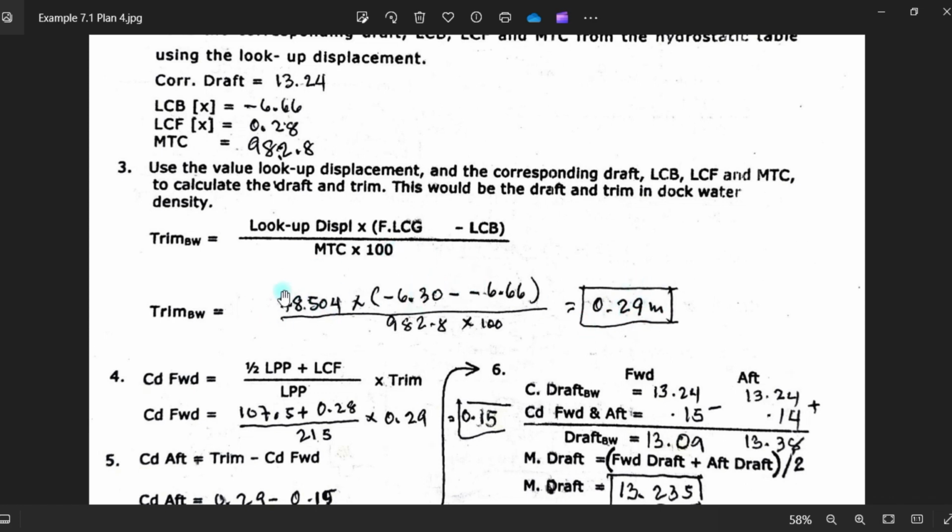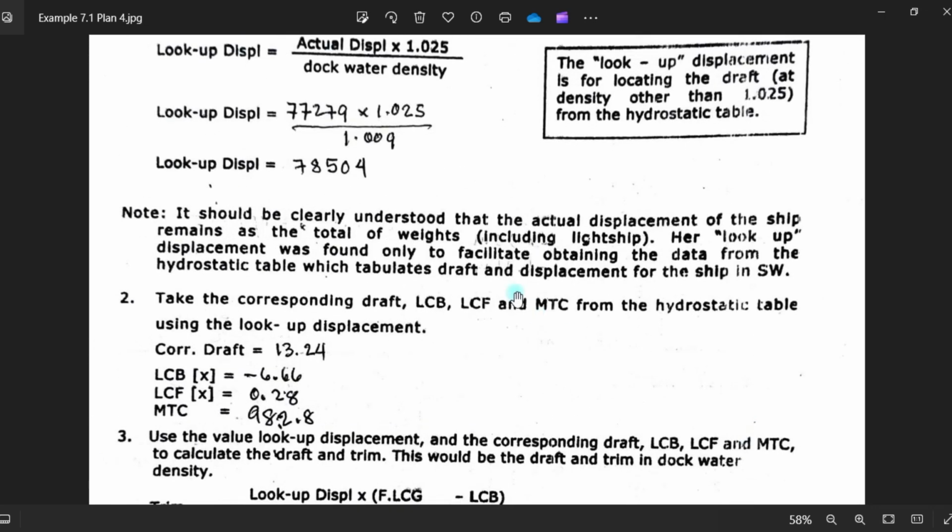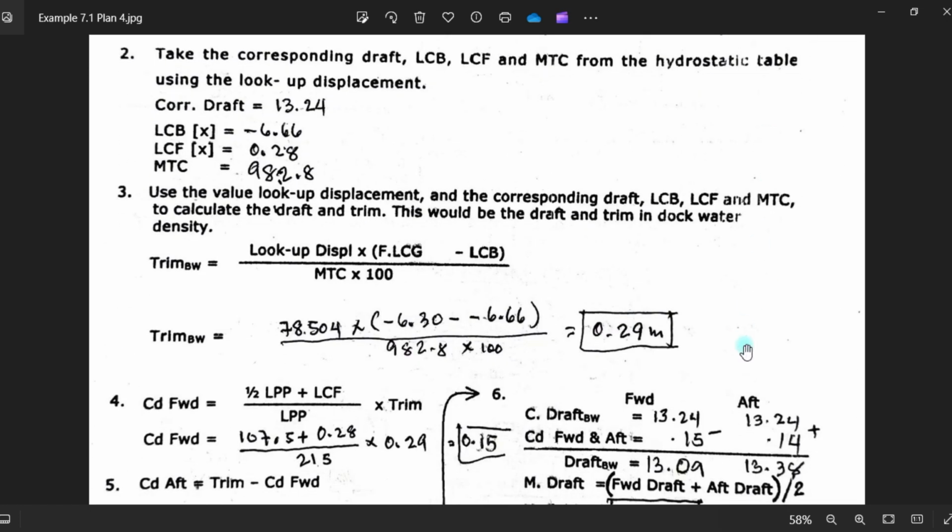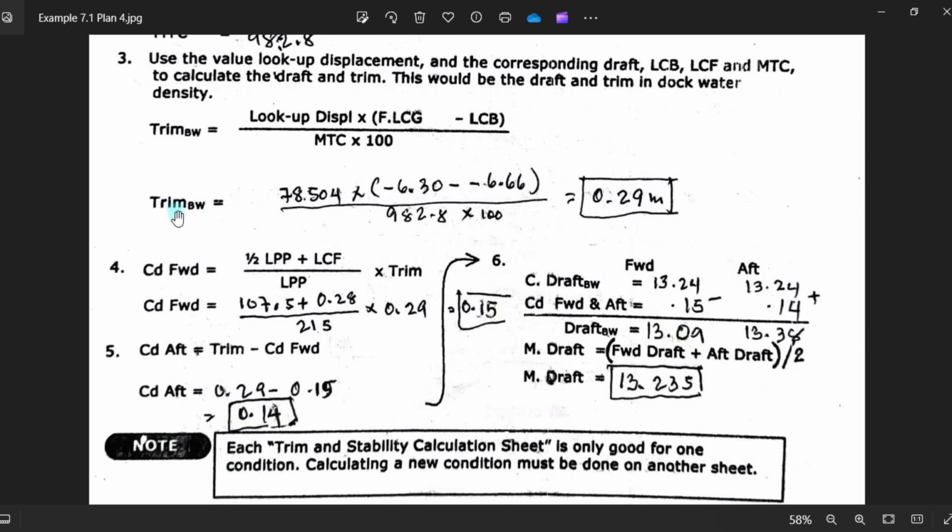So with this mathematical computation, the resultant of your trim in brackish water would be 0.29. Okay, why brackish water? Because you are now using the density of 1.029. So you have now the trim.